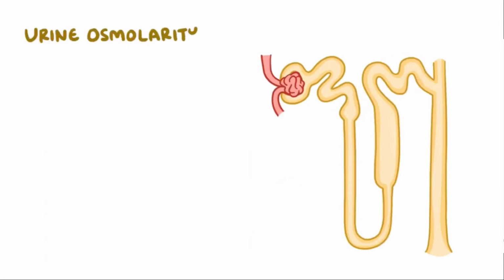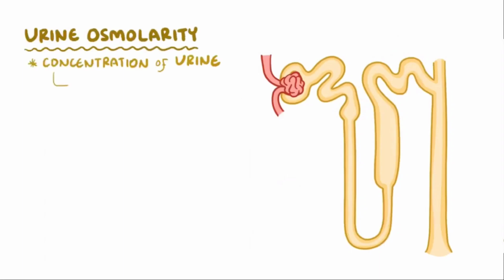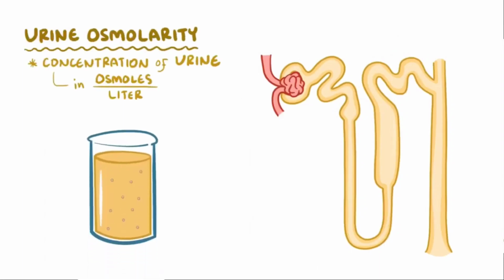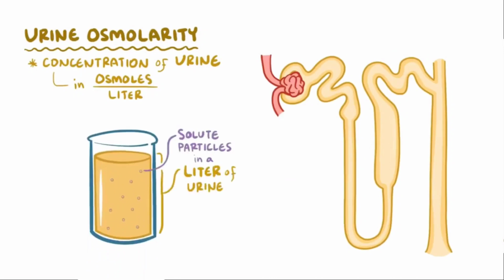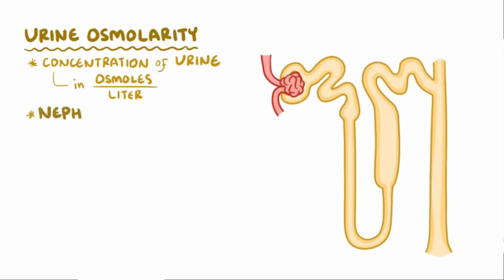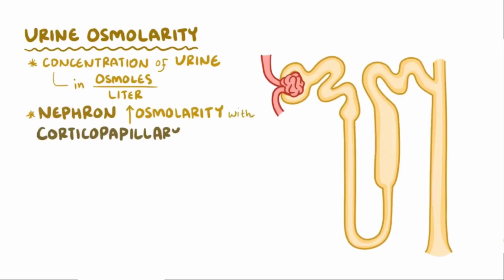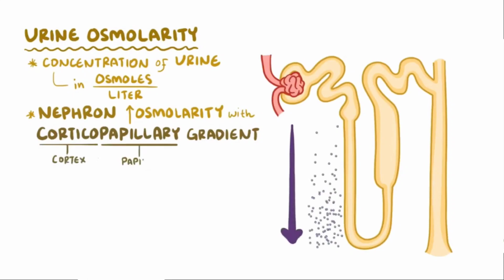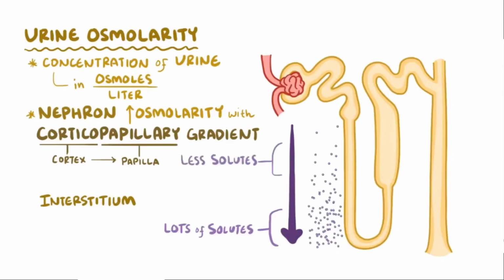The urine osmolarity is the concentration of urine, and is measured in osmoles per liter, which is a measure of the solute particles that exist in a liter of urine. To help concentrate the urine, or increase its osmolarity, nephrons rely on the corticopapillary gradient, which is a concentration gradient that spans from the cortex to the papilla, which is the innermost tip of the medulla. In other words, there are a lot of solutes in the interstitium, with more solutes down at the bottom of the loop than up at the top.